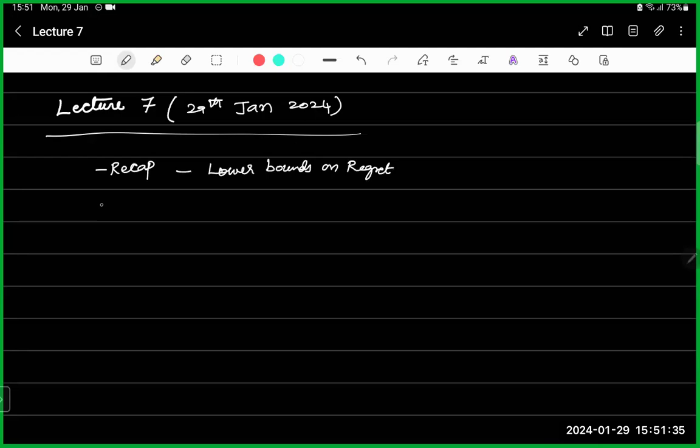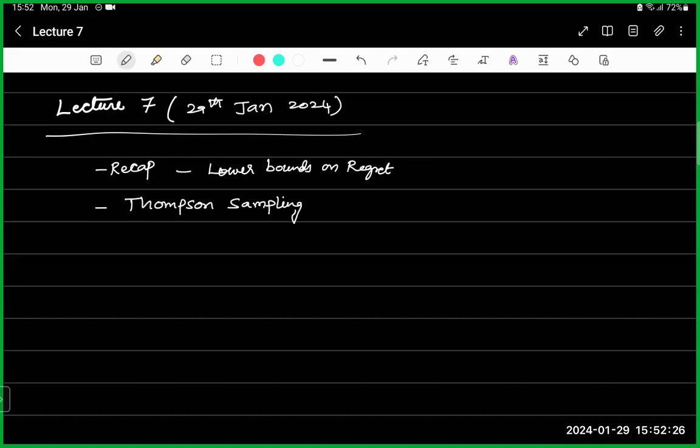And in today's lecture, we'll discuss another class of popular algorithms called Thompson sampling. We'll not go into the regret analysis of this algorithm, but we'll just describe the algorithm. What is Thompson sampling and how is it different from the other algorithms we have seen? We have seen ETC and UCB, right? So we'll just see how this is different from the other two algorithms.